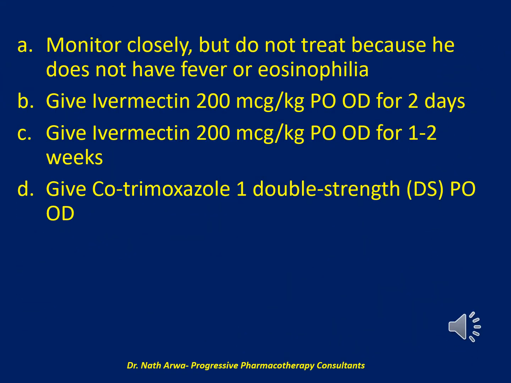Would it be A. Monitor closely, but do not treat because he does not have fever or eosinophilia, or B. Give ivermectin 200 mcg per kilogram orally once daily for 2 days, or C. Give ivermectin 200 mcg per kilogram orally once daily for 1 to 2 weeks, or would it be D. Give cotrimoxazole 1 double strength, DS, orally once daily? I will give you 10 seconds to choose the correct answer to this question from the listed options.